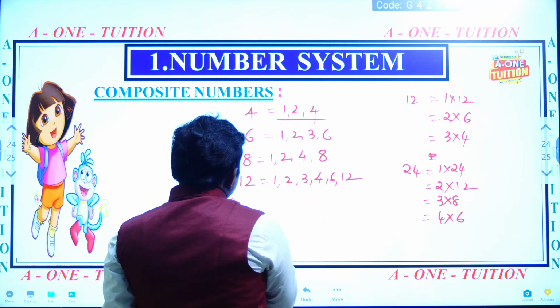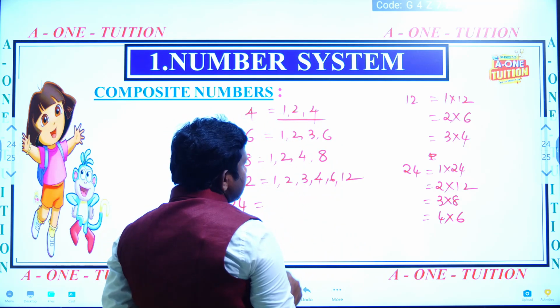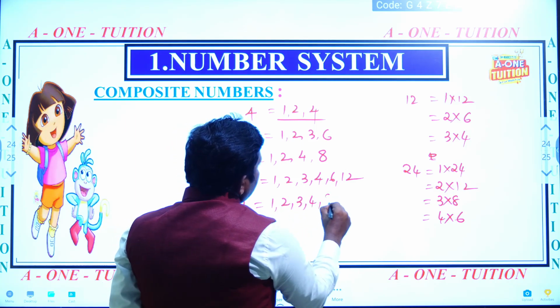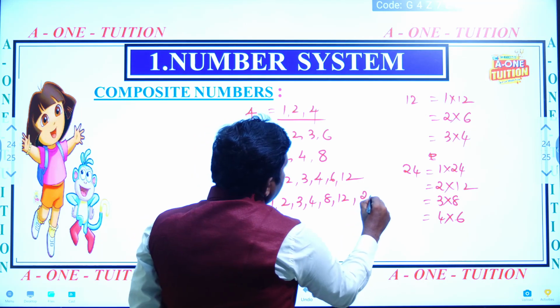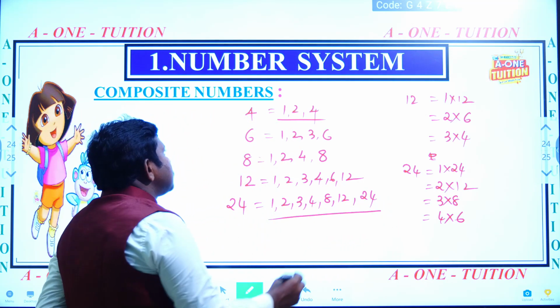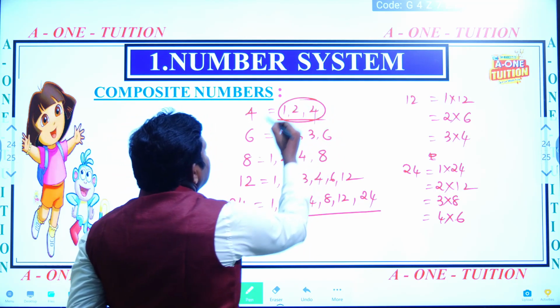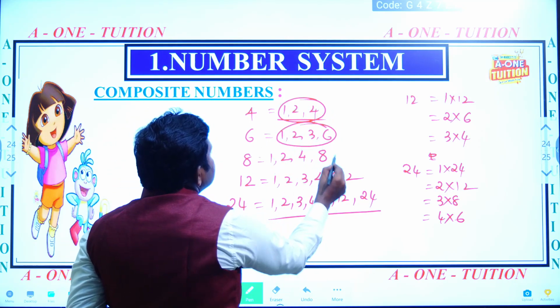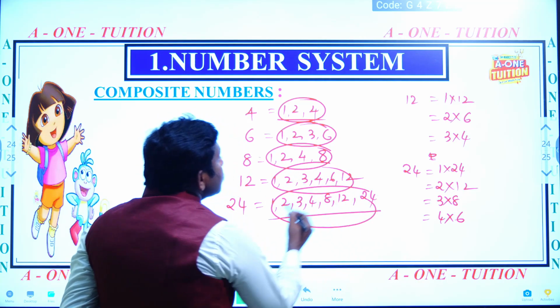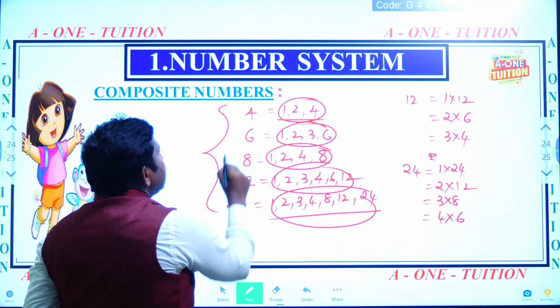Now what about the factors of 24? 1, 2, 3, 4, 8, 12 and 24. These are the factors of 24. Now if you observe, how many factors are there for 4, 6, 8, 12 and 24? More than 3 for each.